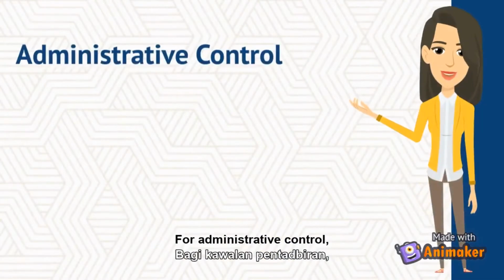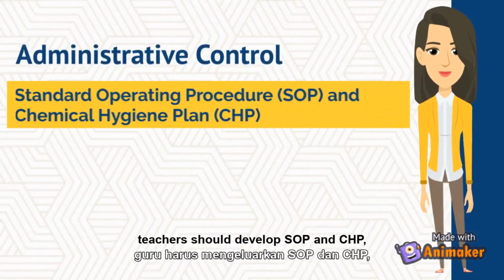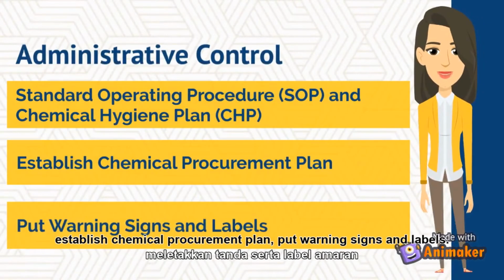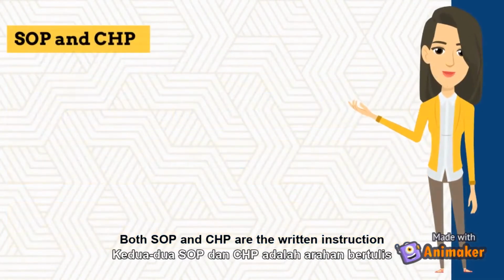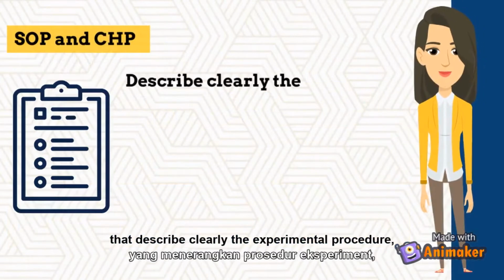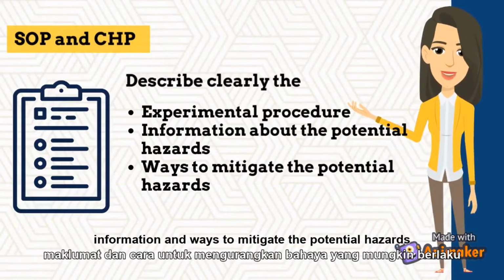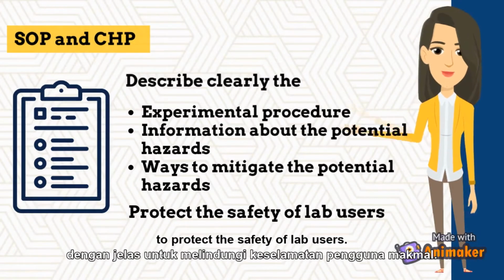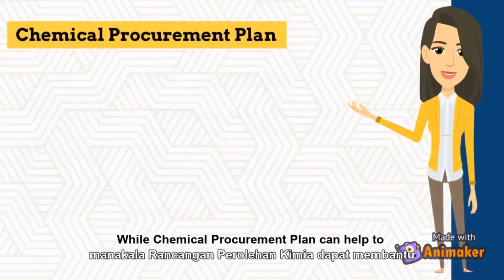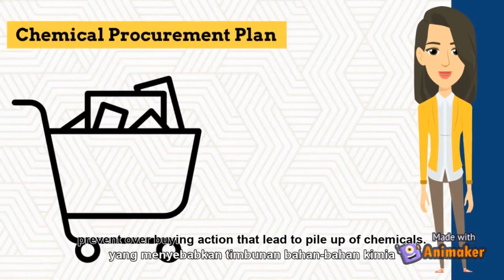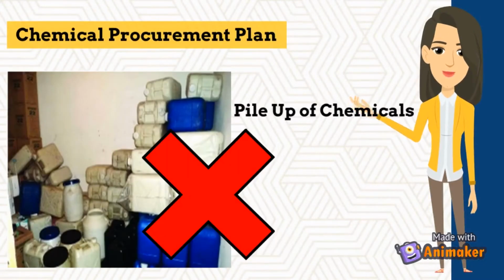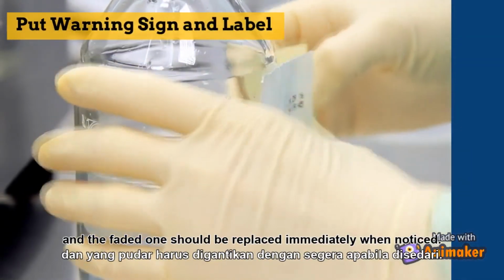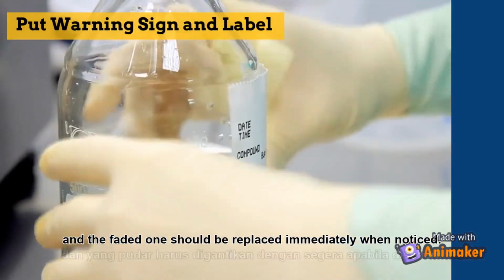For administrative control, teachers should develop SOP and CHP, establish a chemical procurement plan, and put up warning signs and labels. Both SOP and CHP are written instructions that describe clearly the experimental procedure, information, and ways to mitigate the potential hazards to protect the safety of lab users. A chemical procurement plan can help to prevent overbuying that leads to a pile-up of chemicals. The warning signs and labels should be printed clearly, and faded ones should be replaced immediately when noticed.